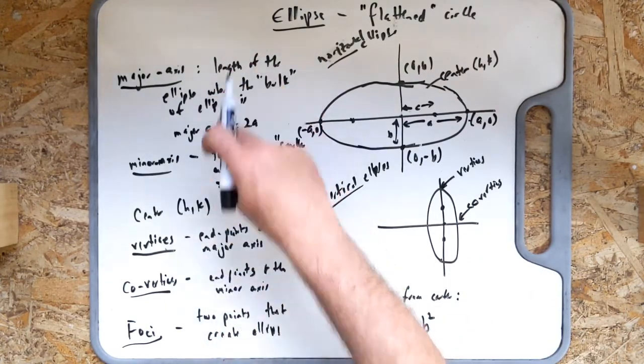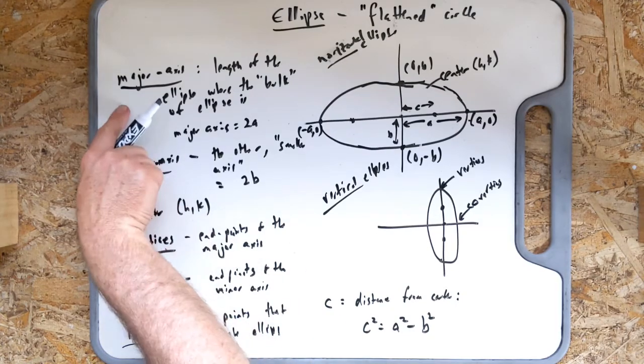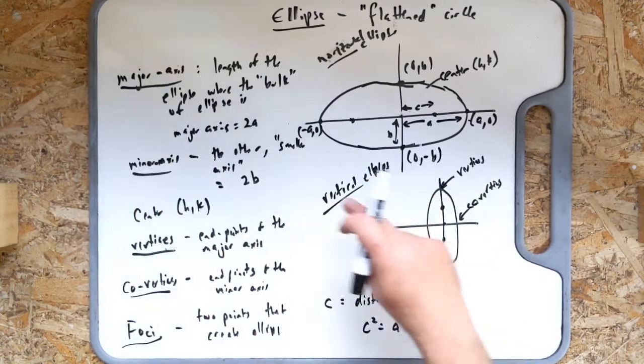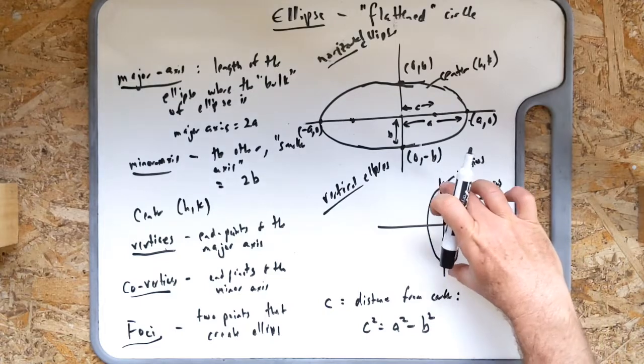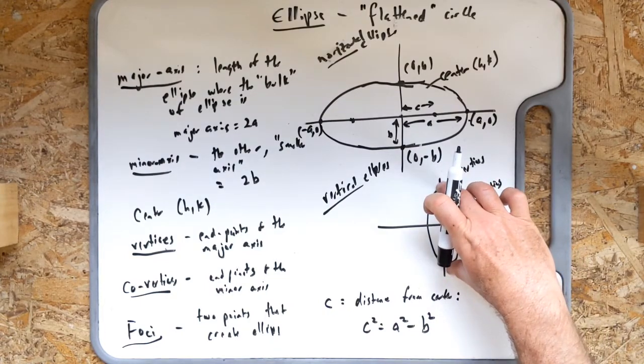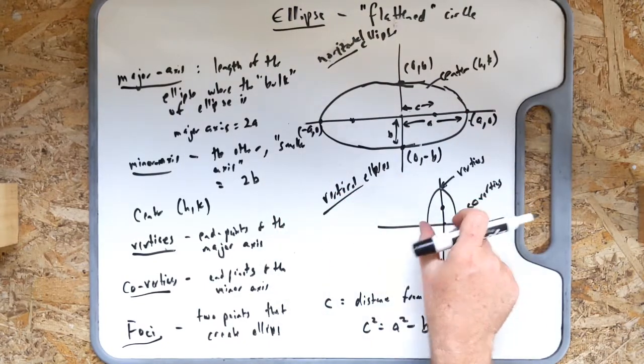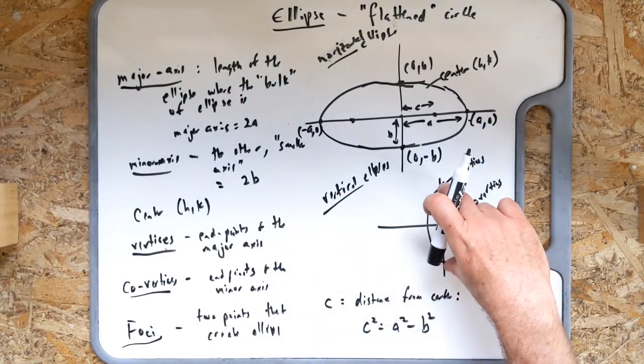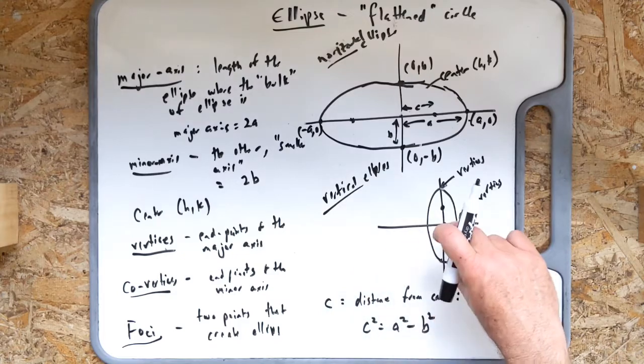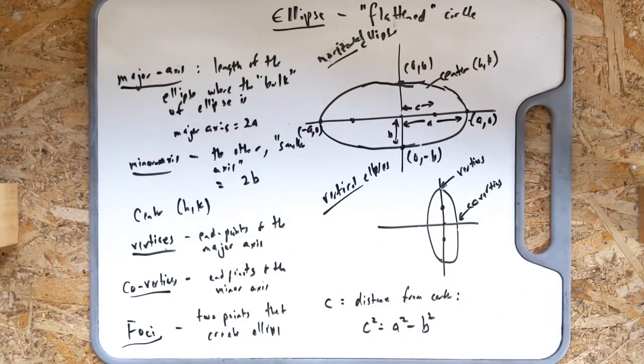You don't have to change any of these definitions. The major axis says the length of the ellipse where the bulk is. It's 2a. When this number is bigger, this is 2a, this way, even though it was this way in this case. Smaller one is 2b. Vertices are along the major axis, which is here. Co-vertices are on the minor axis, which is here. Foci are 2 points that create the ellipse. I didn't actually write that down, but they are also on the major axis.